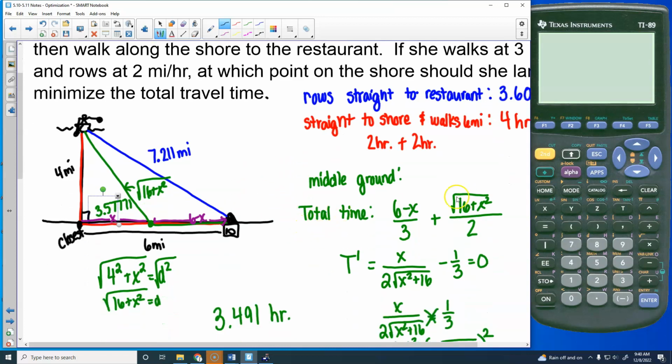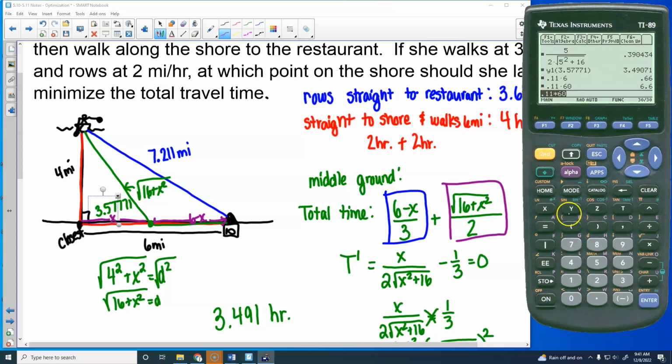Because this equation right here that we set up gives us the amount of time that it takes her to row and walk that distance, right? So this part of the equation is her walking section, and then this part of the equation is her rowing section. So together that tells you the time. That's what I have in Y1.